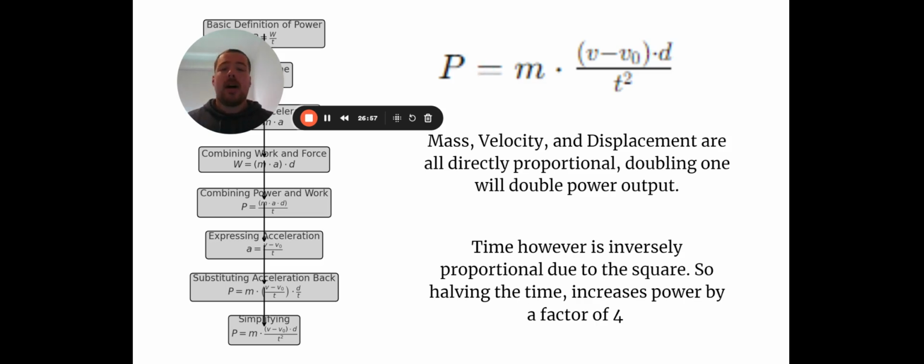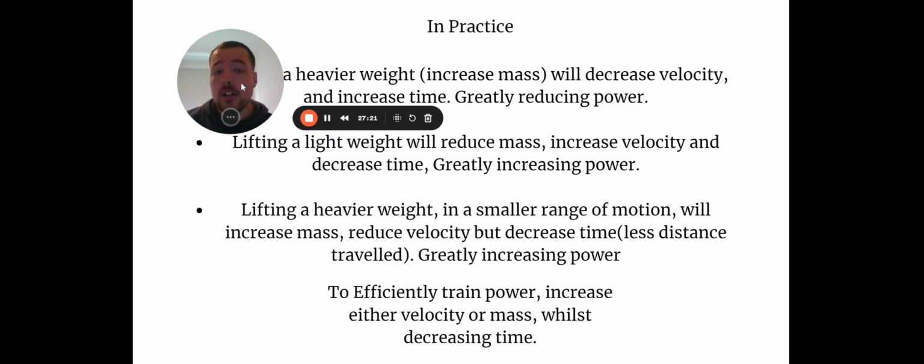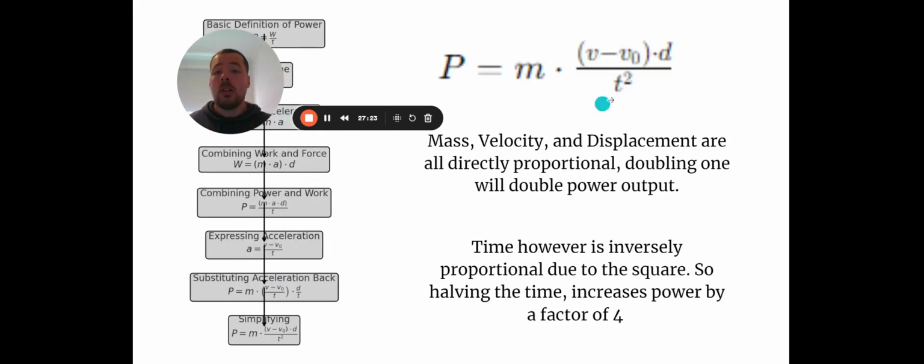Now, the fun part about this is this little square up here. That makes time inversely proportional to power, in the sense that because of that square, if you halve the amount of time it takes you to do this, everything else being constant, you'll actually increase power by a factor of 4. So the time that it takes is a much more significant variable to our power equation than anything else.